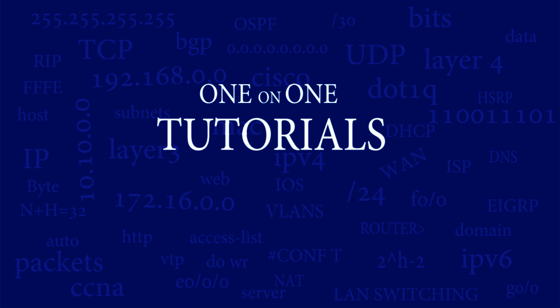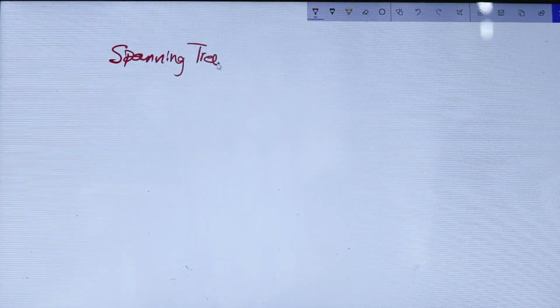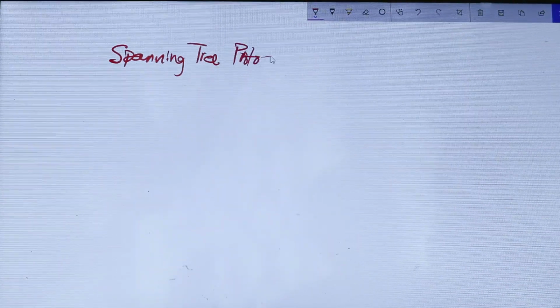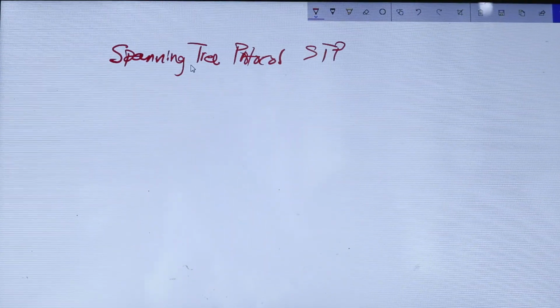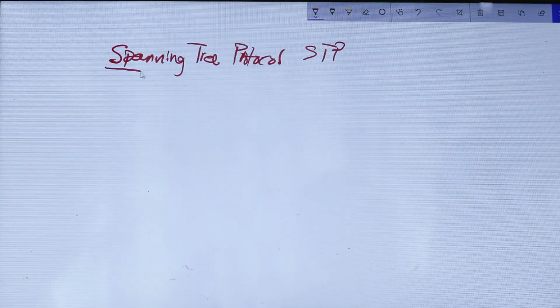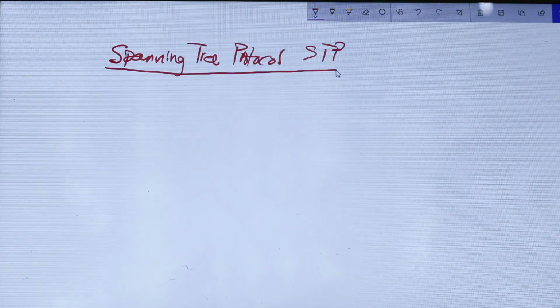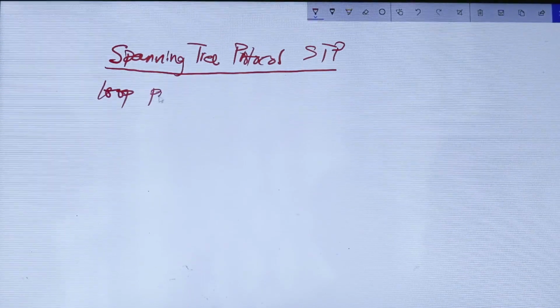Today our topic is Spanning Tree Protocol, STP. Spanning Tree Protocol is a loop preventive protocol. It's a switching technology. Loop preventive protocol.